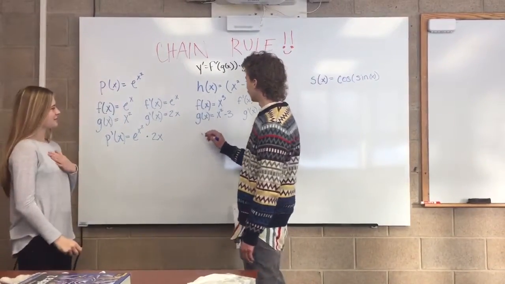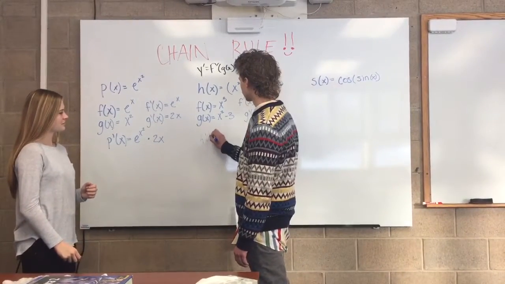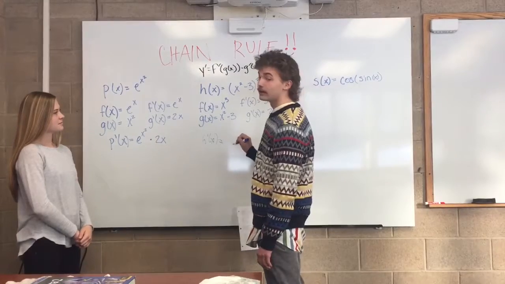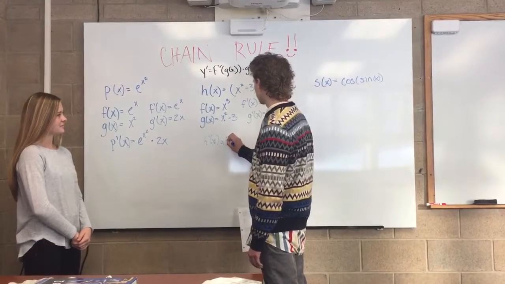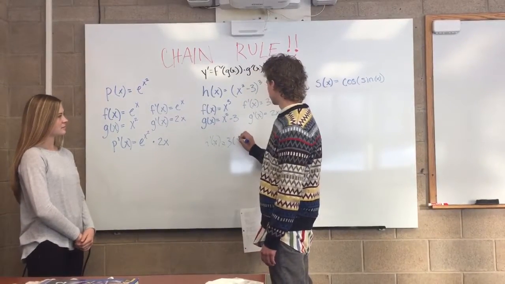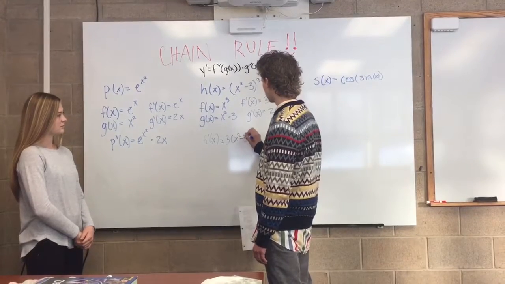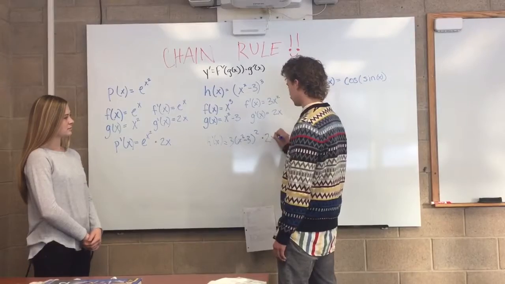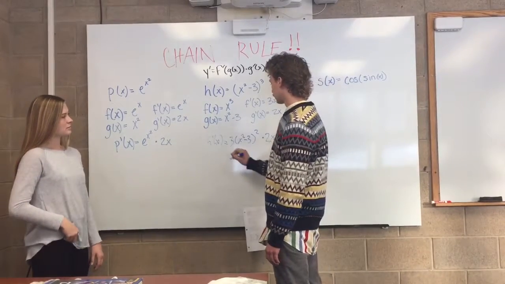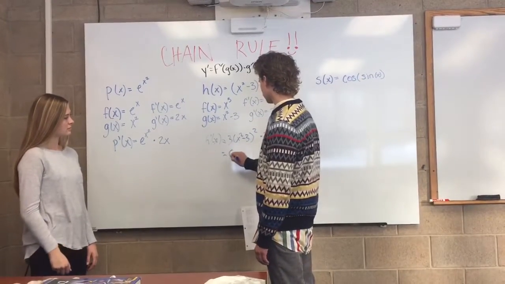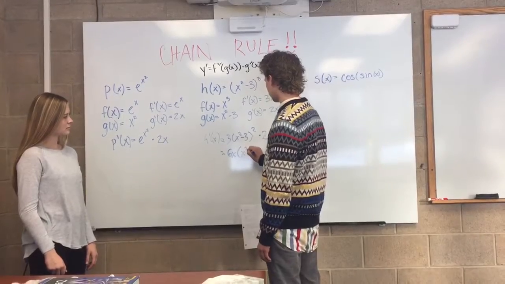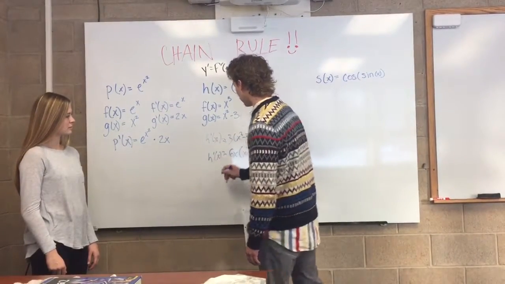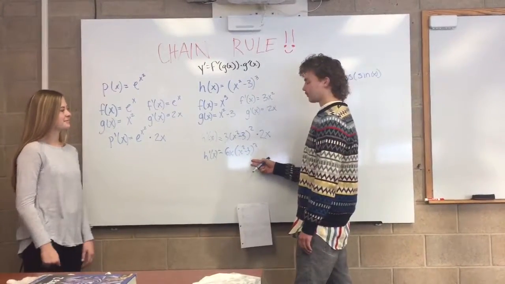Now, to find h prime of x, you use the derivative of the outer function, 3 times the inner function, x squared minus 3, squared, times g prime of x, 2x, and then quick simplification, 6x times (x squared minus 3) squared equals h prime of x. And that's the answer. We're not going to simplify that any further.